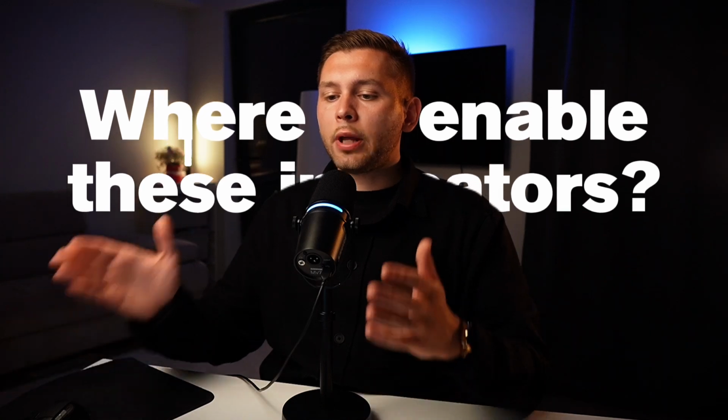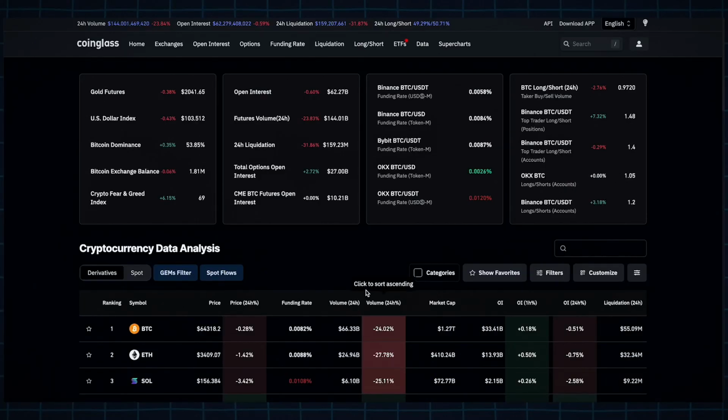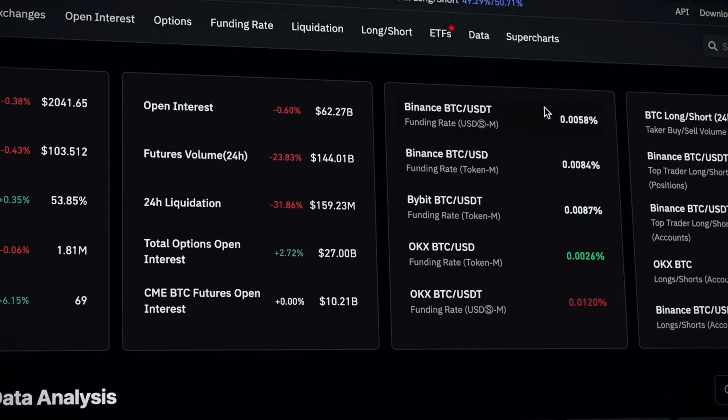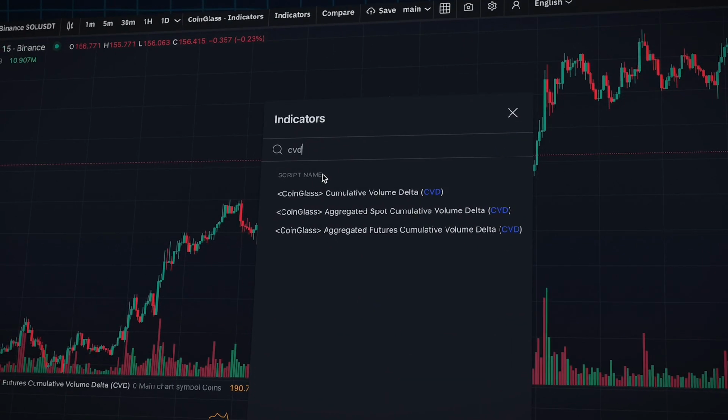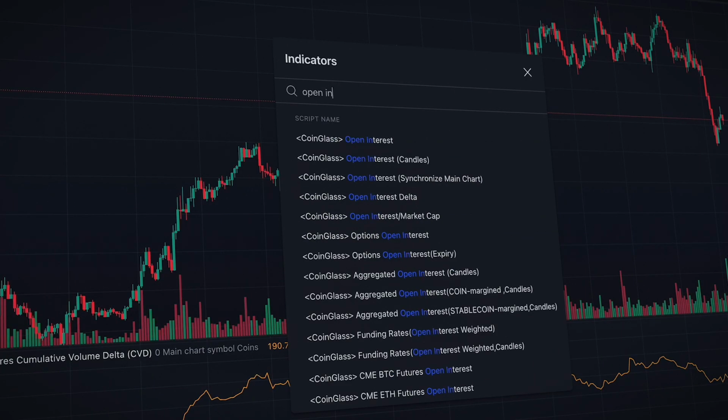But where to enable these indicators? All this works on the CoinGlass website. Go here and now click Supercharts. Then in Indicators, enter Aggregated Futures Cumulative Volume Delta. Also, you can enter Aggregated Open Interest candles.